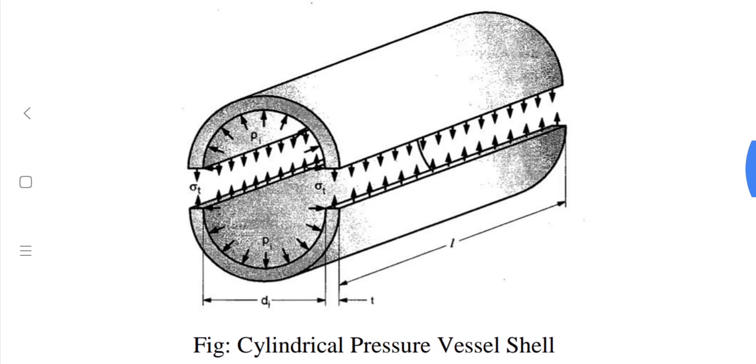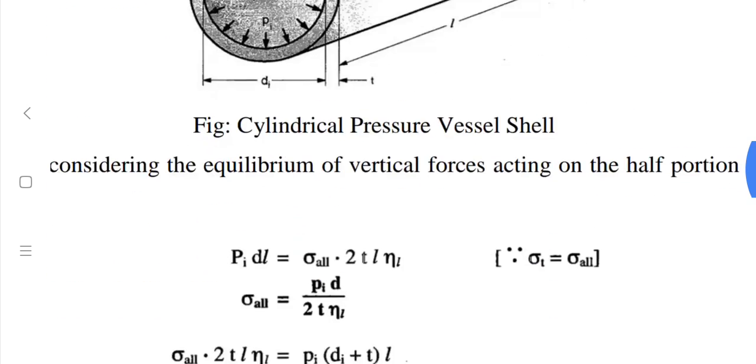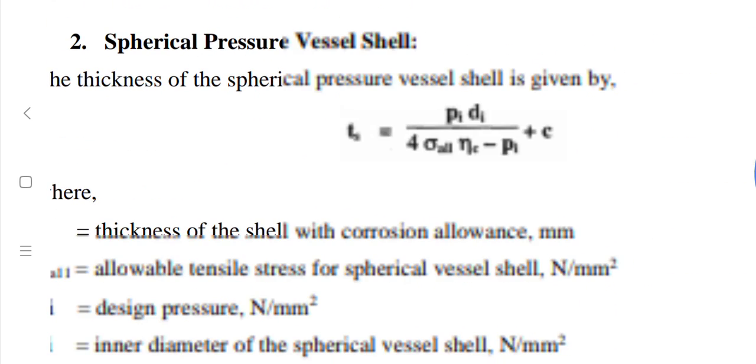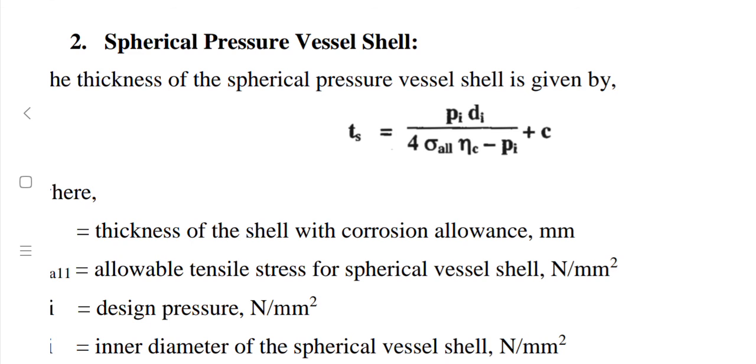This is the design for cylindrical pressure vessel shell. If we consider spherical pressure vessel shell, then we have the thickness of spherical vessel shell is Ts is equal to Pi Di upon 4 times sigma allowable eta C minus Pi, plus C, where Pi is internal pressure, Di is inner diameter of vessel shell, sigma allowable is allowable stress, eta C is efficiency of circumferential joint, and C is the corrosion allowance.